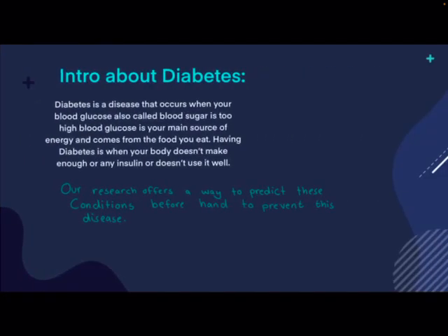So, to start off, what is diabetes? Diabetes is a very dangerous disease caused when your blood sugar is too high. Why did we choose the topic diabetes? Diabetes is a very sadly common disease everywhere, and we would like people to be more aware of their bodies. So our research offers a way to predict these conditions beforehand to prevent this disease.